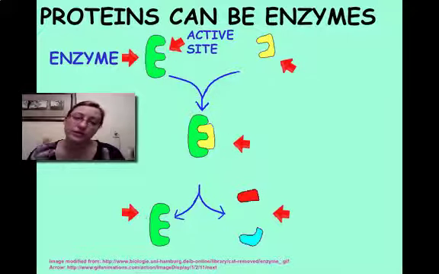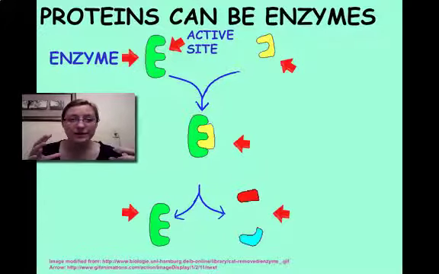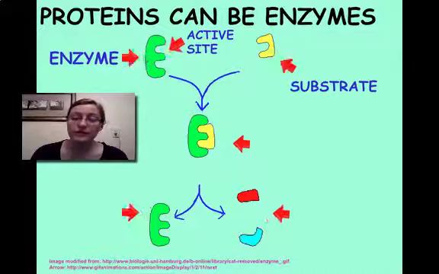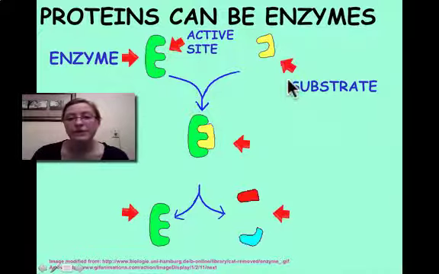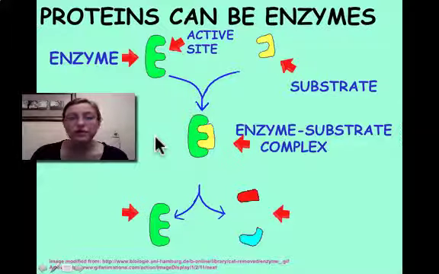Whenever we have reactants that are being turned into products, the enzyme and the reactants physically attach to one another, and the active site is where that happens. The reactants that are interacting with an enzyme, we're going to call a substrate. Here is a reactant. Let's say it's a disaccharide. It's going to attach to this enzyme, and when they attach together, they form what's called an enzyme substrate complex.